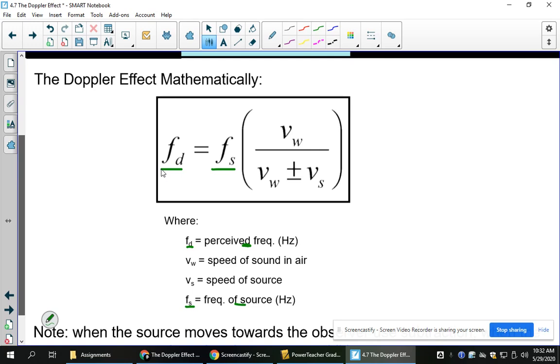Okay? Now, V always stands for speed, so we have VW and VS. So VW is the speed of sound in air, and VS is the true speed of the source. So this is what they would be calculating for when they do photo radar.